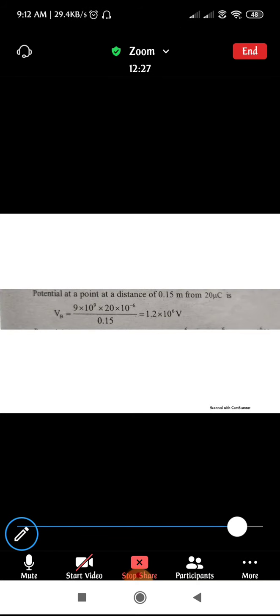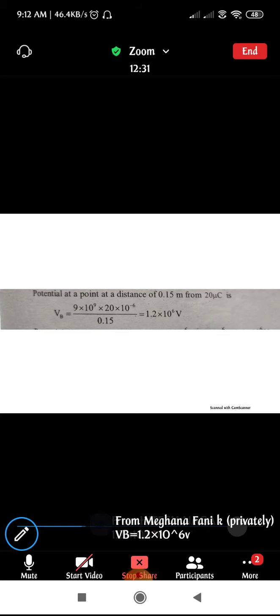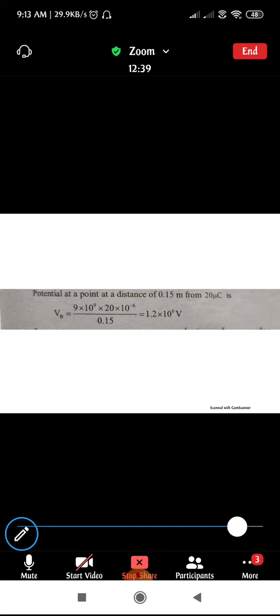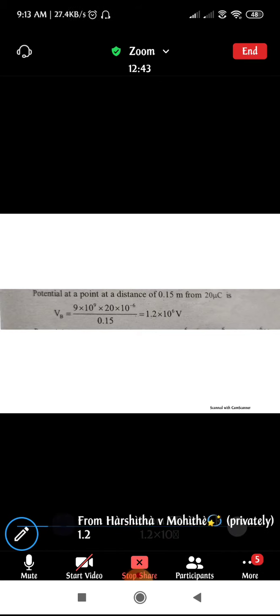Okay, see here, the answer comes out to be this much. Yes, Hitesh, correct. Yes, Meghana, fine. Joson, you have missed out the power. Please check that. So potential at a point at a distance of 0.15 meter from 20 microcoulomb is, yes, Harshita, correct, but you have missed out the power. So VB comes out to be 1.2 into 10 to the power of 6 volt.